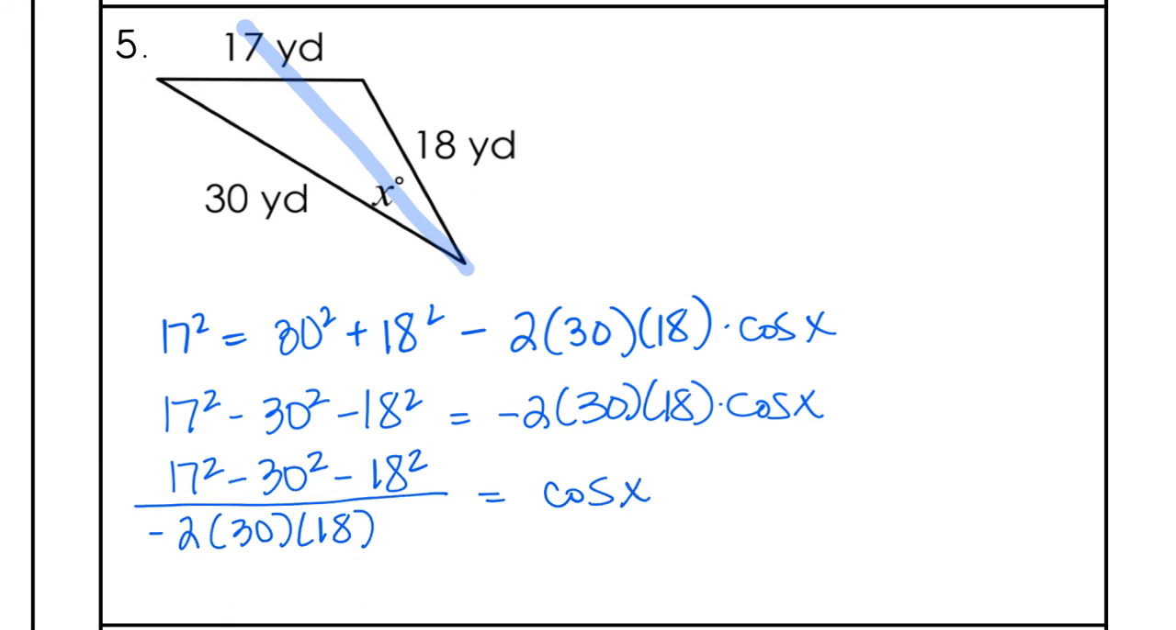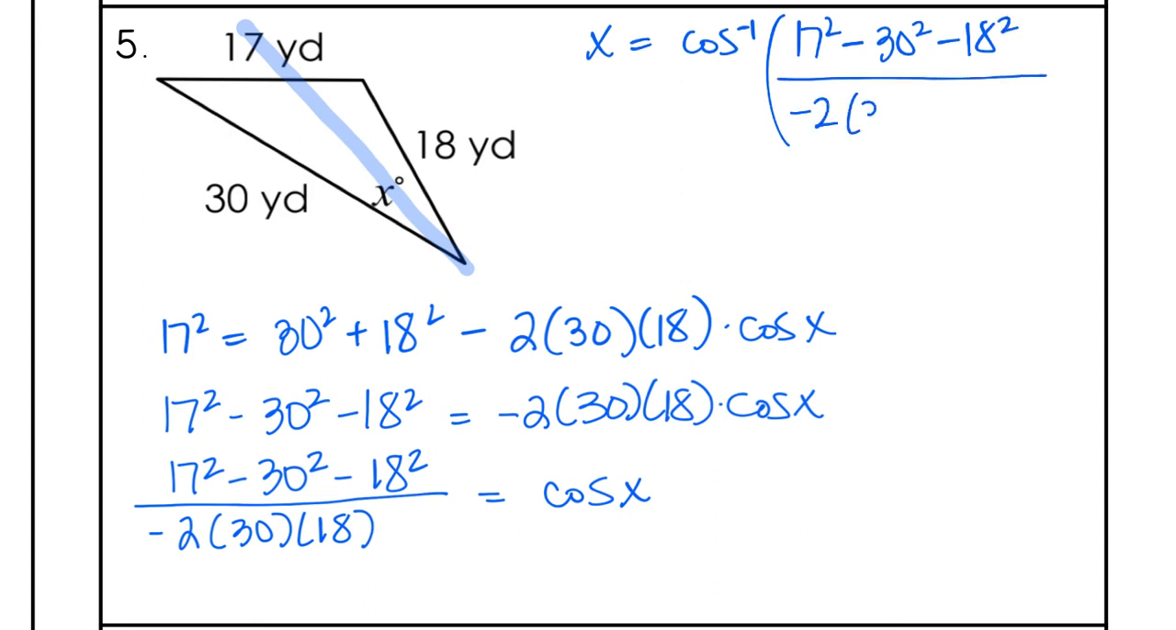Okay, but now we need x to be by itself. So in order to move just the cosine part, we need to take cosine inverse. And again, I don't have room down here, so I'm going to move up here. So x is going to equal cosine inverse of 17 squared minus 30 squared minus 18 squared over negative 2 times 30 times 18. So typing that into the calculator, and remember we're rounding to the nearest tenth, I get, it's going to be a whole number, 30 degrees.